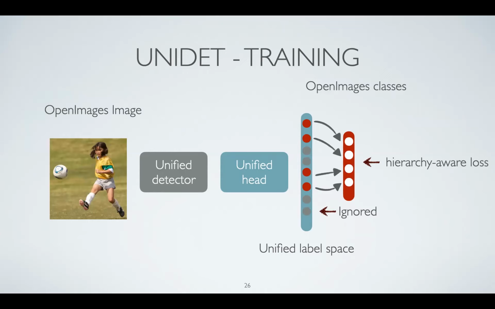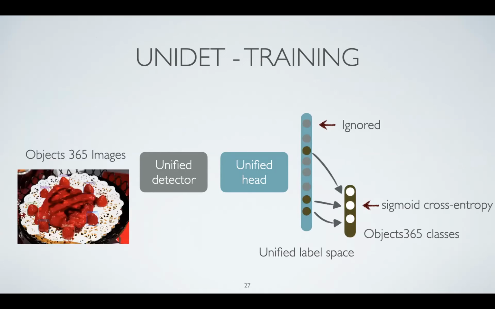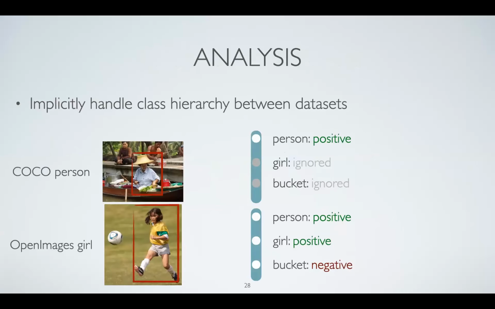Open image requires predicting all labels in a label hierarchy. And for open image images, we use a hierarchy-aware sigmoid cross entropy loss to handle this. And we apply the standard sigmoid cross entropy loss for object-65 categories for object-65 inputs. So let's discuss the good properties of training the network with this loss.